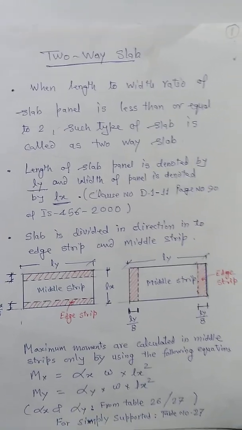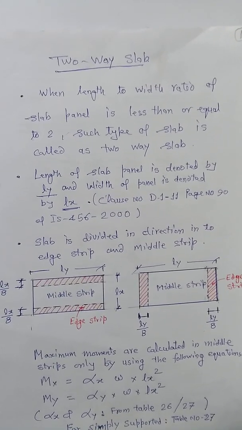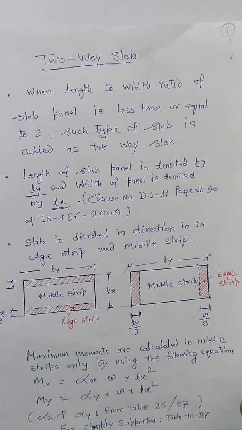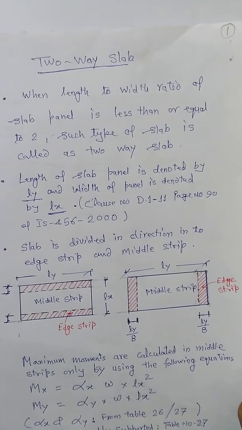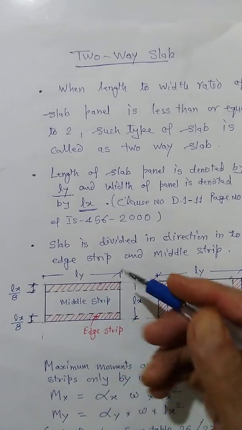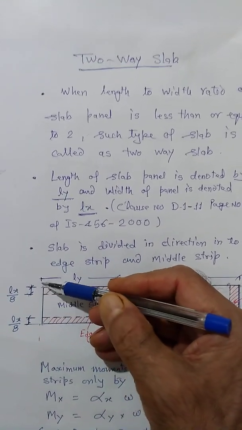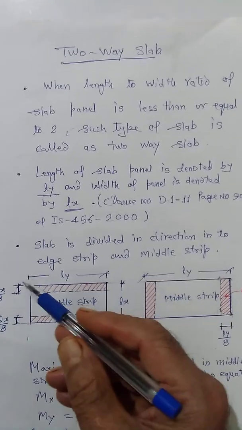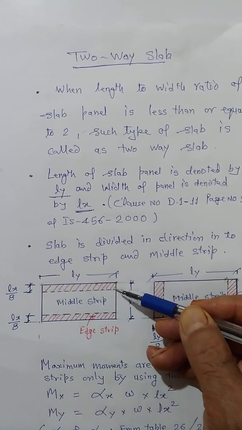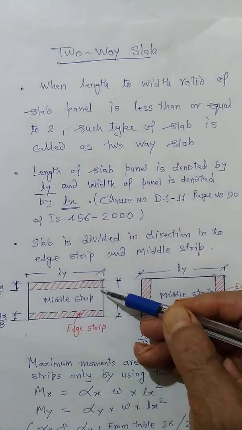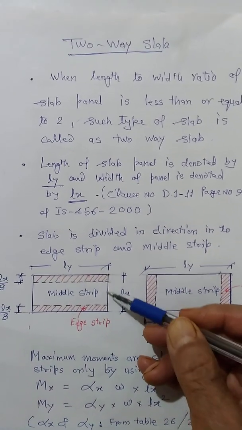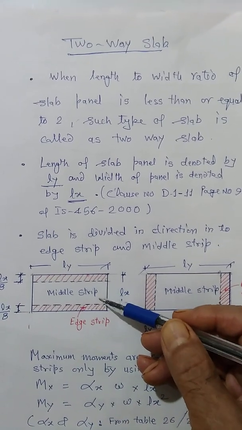Now, as per the code, because the maximum bending moment is in the middle portion of the slab, it is to be divided into two strips, edge strips and the middle strip. This is the width of the edge strip. If this is Lx, the shorter span, and the longer span is Ly, then the edge strip is Lx by 8 on this side, Lx by 8 on this side, and 3/4 of Lx is the middle strip.